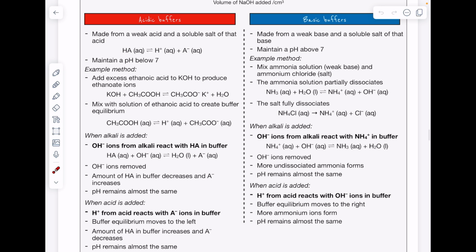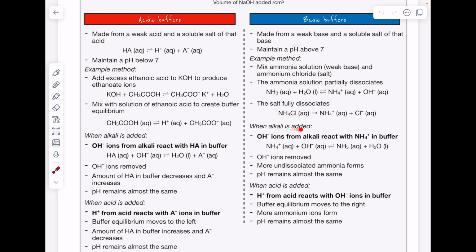And now let's consider how basic buffers work. Well, in this case, they're made from a weak base, something like ammonia, and a soluble salt of that base. They work by maintaining a pH of above 7. So here we have our weak base, the ammonia solution. We mix it with the soluble salt of that base, so in this case it's ammonium chloride. The ammonia solution partially dissociates, producing an ammonium ion and hydroxide ions. The salt we've added fully dissociates.